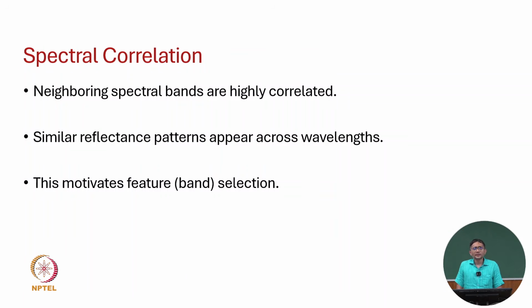One aspect is the spectral correlation, which we have already discussed: neighboring spectral bands are highly correlated. Which means what? That we may probably just drop some of the bands for many applications, and still have all the needed information that we wanted. And this basically leads us to feature or band selection. In this case, it's probably better to call it band selection.